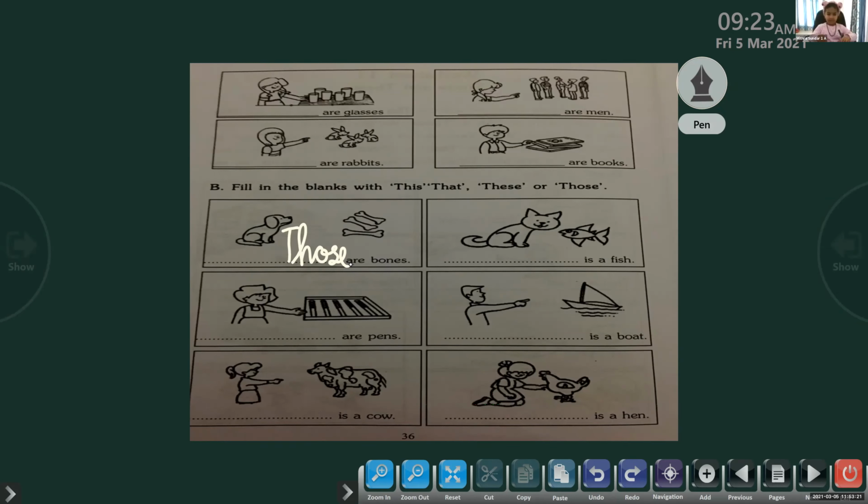Thank you, ma'am. Anurag, unmute. You're welcome. Yes, Anurag first. The cat and the fish. This is a fish. Very good. There is only one fish and it is near the cat. So this is a fish. Well done, my dear.